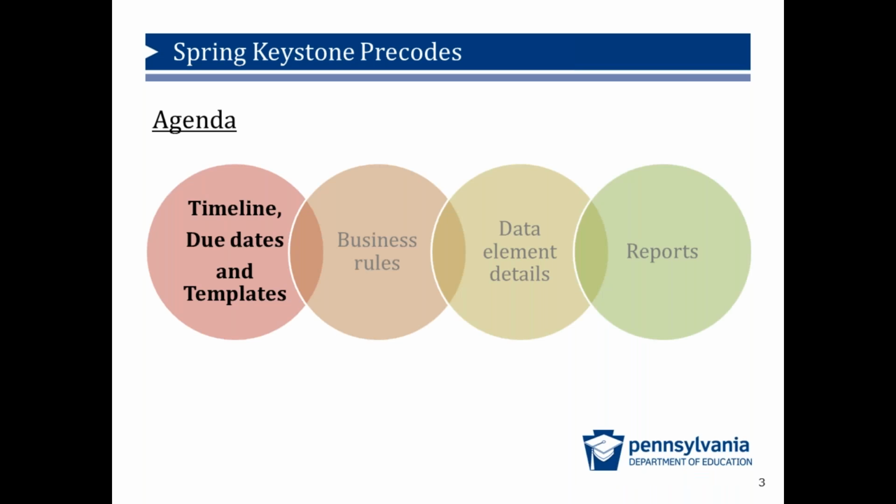Today's agenda, before we begin, I want to take a moment to tell you a little bit about us. The Division of Performance Analysis and Reporting is part of the Bureau of Curriculum Assessment and Instruction. PAR, Performance Analysis and Reporting, is responsible for collecting and reporting assessment data for the PSSA and Keystone exams. All the PIMS trainings listed in the 2016-17 PIMS calendar will be conducted by the Division of Performance Analysis and Reporting. Today's agenda will cover the timelines, the due dates, and the templates needed to complete this internal snapshot. Then we'll talk about the business rules, the data element details, and finally the reports.